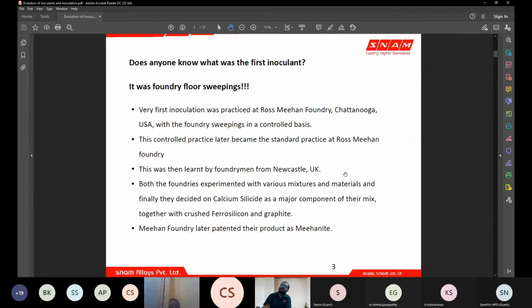So later they tried to make this a controlled practice, and then they started patenting it in their own name. In order to improve this foundry sweepings, they tried adding calcium silicide and some other various mixtures in conjunction with one other foundry, Newcastle Foundry in UK. So they mixed the calcium silicide, crushed ferrosilicon and graphite together, and they made a proprietary mix and they patented it in the name of Meehanite.